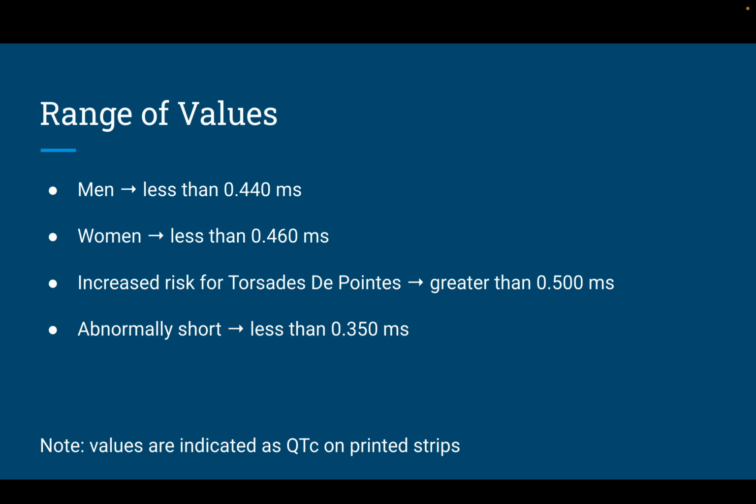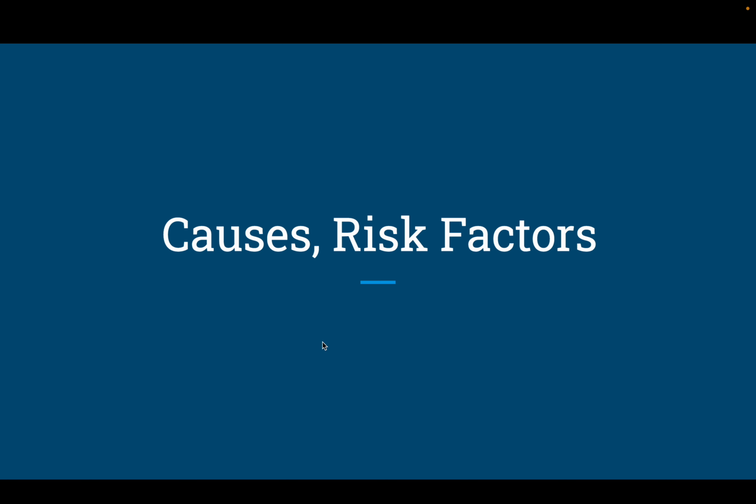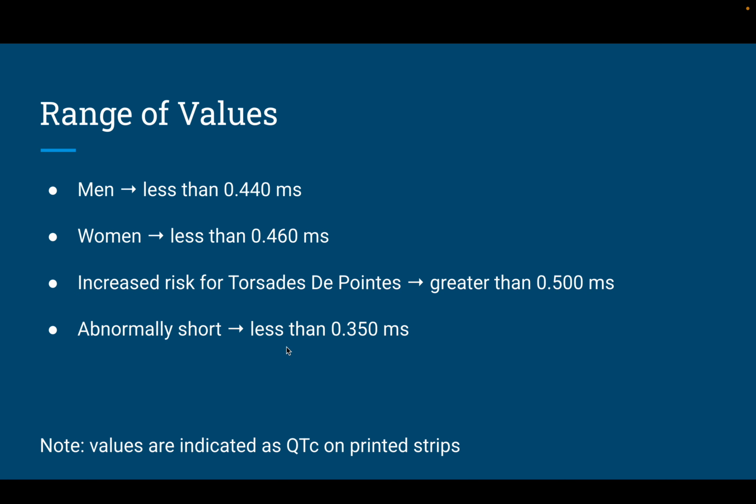So men, you want to see it below 0.44, 0.45. Women less than 0.46. If you have anybody over 0.500 milliseconds, you're at an increased risk for torsades. And then an abnormally short QT interval is going to be less than 0.35. But this is the big one to look out for.